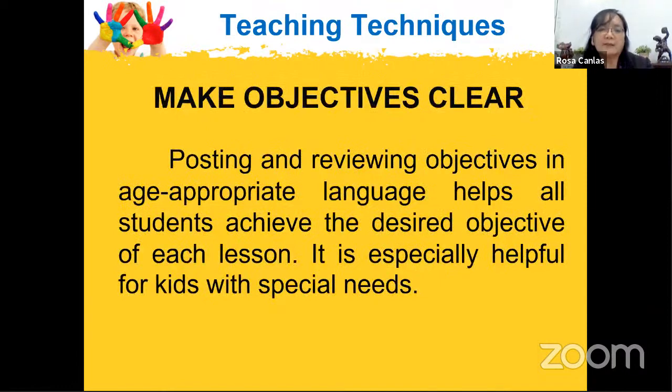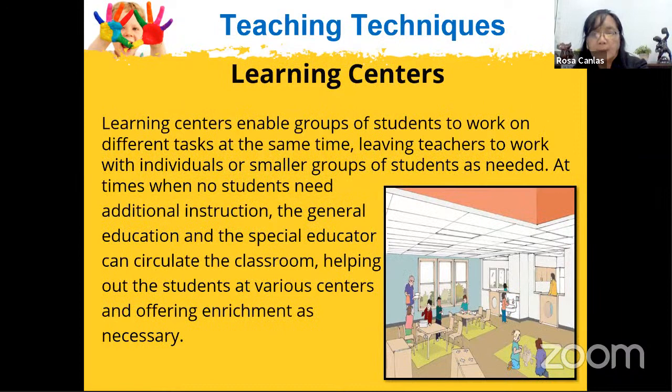The next one is how do we make objectives clear? So we pause and review objectives in age-appropriate language so all students achieve the desired objective of each lesson. It is especially helpful for kids with special needs. The next one is how do we make a learning center.